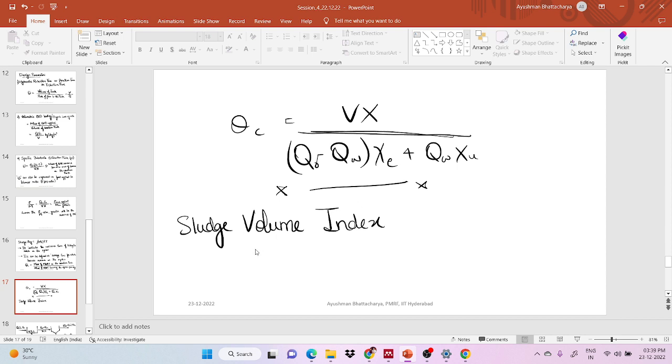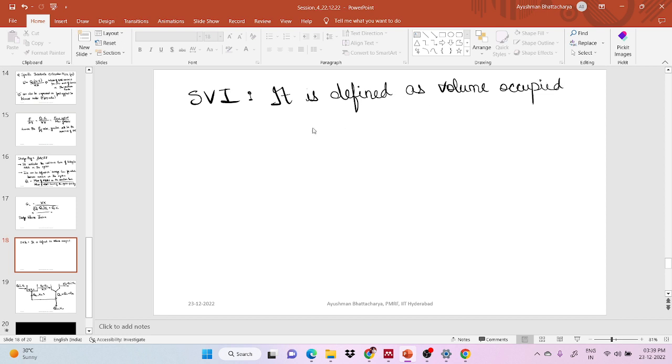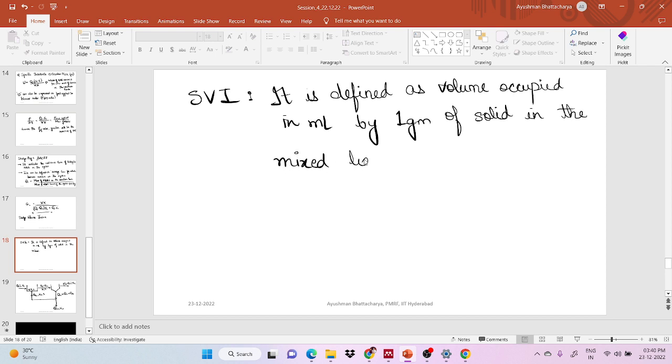Sludge volume index. In the next slide, SVI basically is defined as the volume occupied in ml by 1 gram of solid in the mixed liquid after settling for 30 minutes.